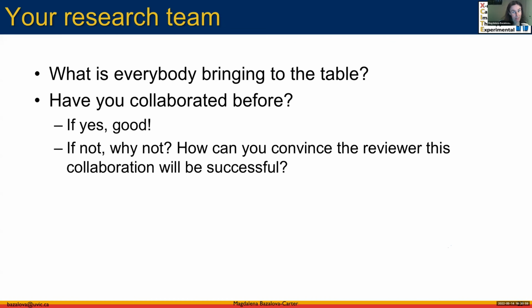If you have, it's good. Nobody will question the potential collaboration. Is it something that you're just putting on your proposal to get the funding? And if you haven't, describe why not. How can you convince the reviewer that this collaboration will be successful?